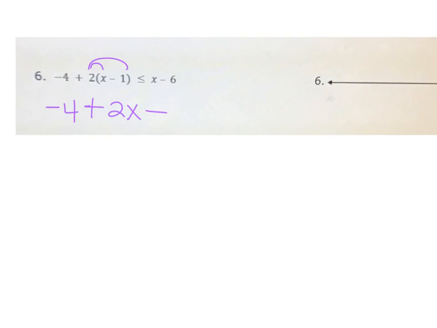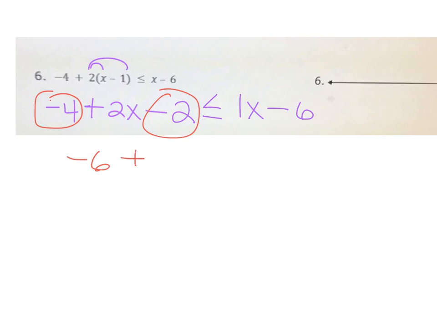My iPad's acting funny. Okay, so -2 is less than or equal to, I swear I'm not trying to make it erase. And we get 1x minus 6. Okay, so now in this particular problem, we actually do have two terms that we can combine on the left side. -4 minus 2 gives me -6, and then plus 2x is less than or equal to 1x minus 6.